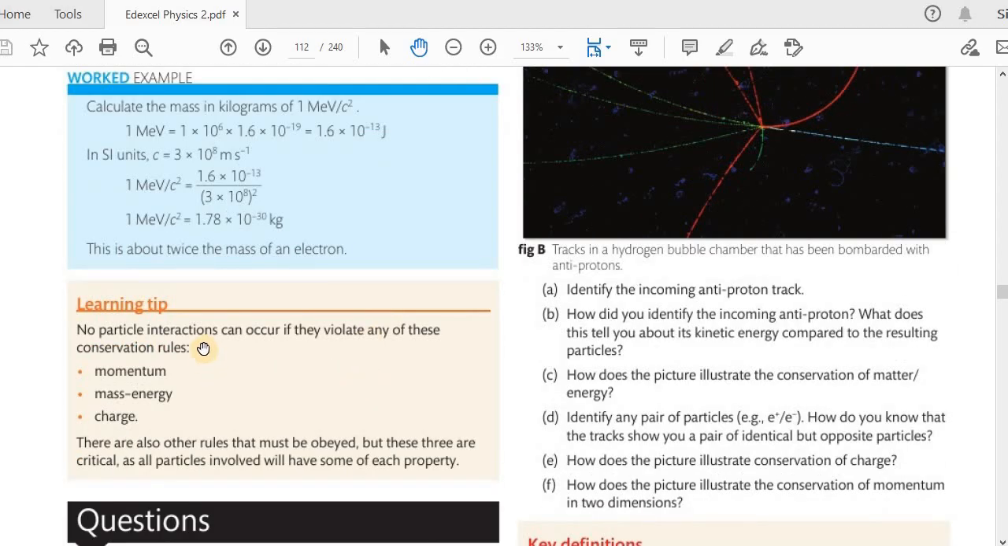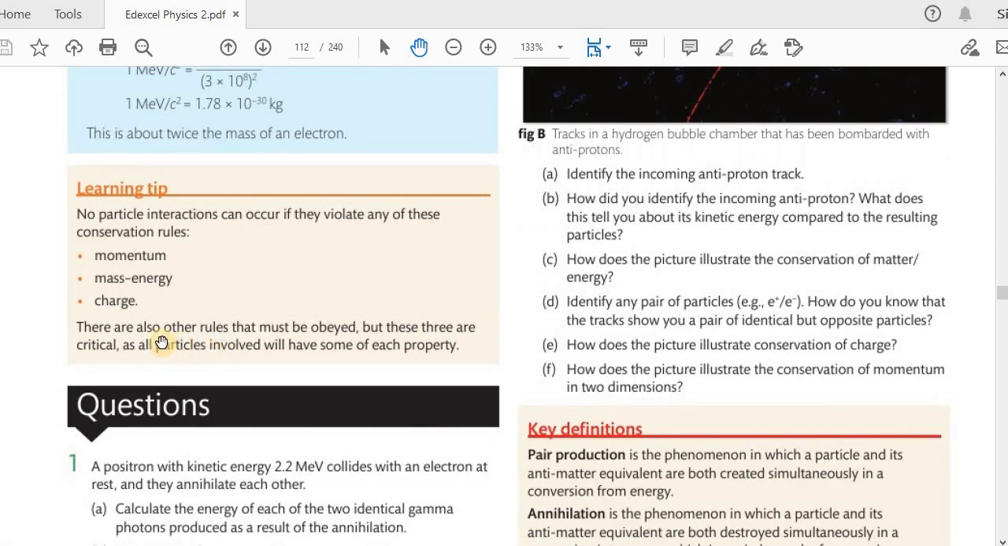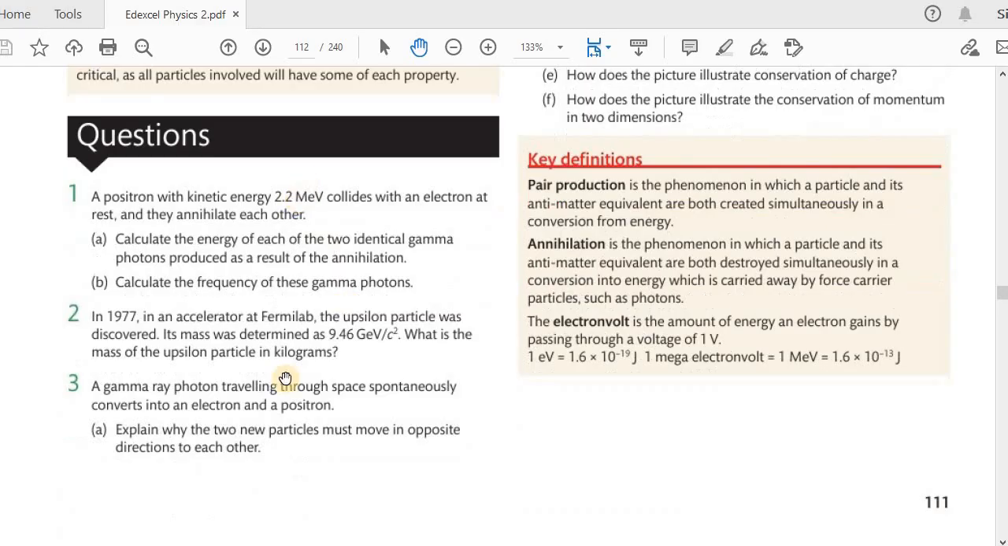Okay, learning tip: no particle interactions can occur if they violate any of these conservation rules. I have already told you, momentum is always conserved. That conserved means total momentum before equals total momentum after. So that's what the word conserve means. Conserve means whatever the total is before should be equal to the same thing total after. The same thing applies to mass, energy and also charge. There are other rules that must be obeyed, but these three are critical as all particles involved will have some of each property.